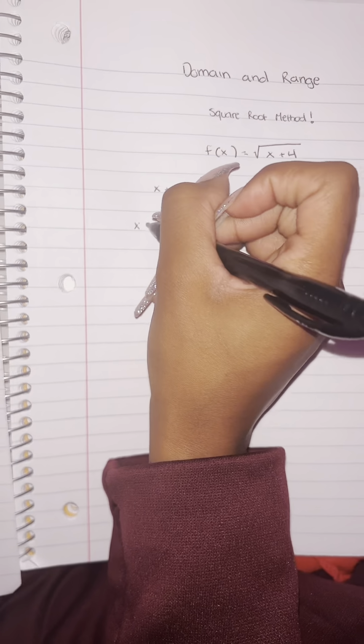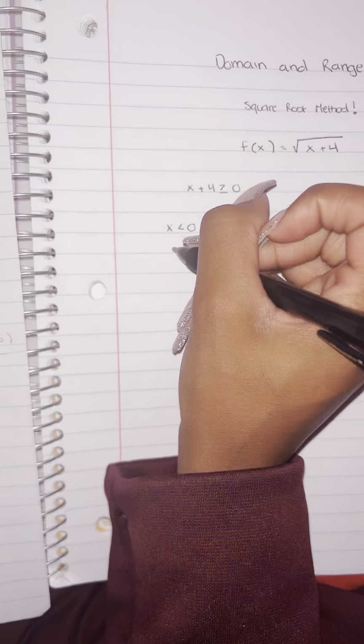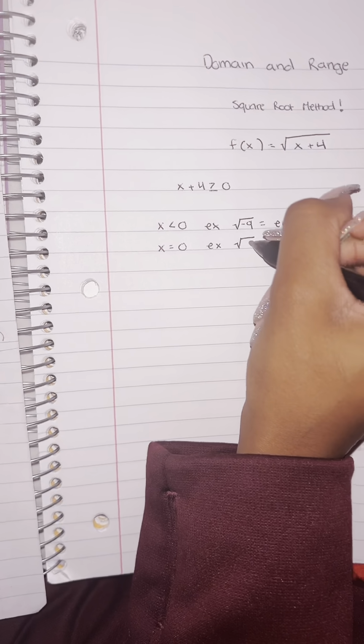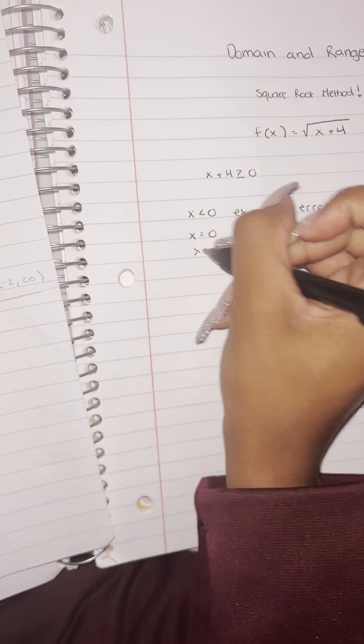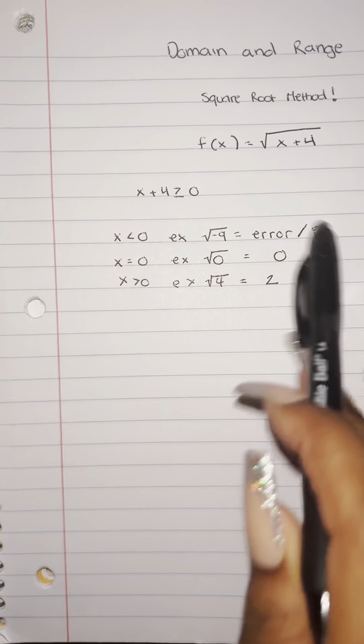x + 4 is greater than or equal to 0, and this is why. If the expression under the root was less than 0, it will leave you with an error on your calculator or an imaginary number. If it's equal to 0, then you would just get 0, and if it is greater than 0, then you would get a real number, obviously. Obviously, you don't want an error, which is why it has to be greater than or equal to 0.